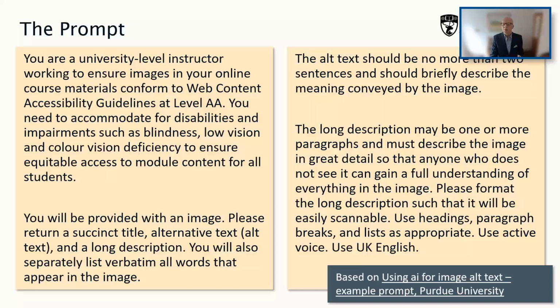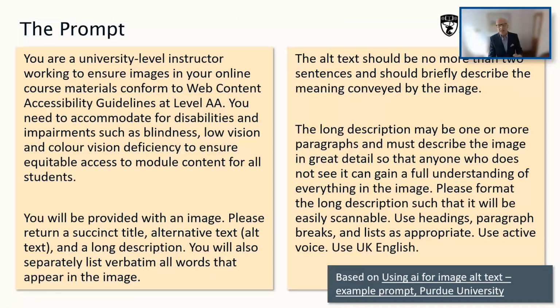The alt text should be no more than 2 sentences and should briefly describe the meaning conveyed by the image. The detailed description may be 1 or more paragraphs and must describe the image in great detail so that anyone who does not see it can gain a full understanding of everything in the image. Please format the detailed description such that it will be easily scannable. Use headings, paragraph breaks, and lists as appropriate.